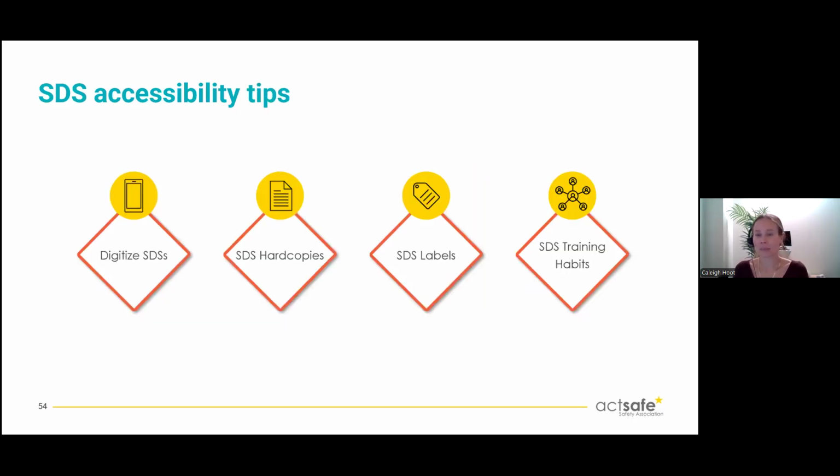And then some accessibility tips. So I love to see SDSs going digital. I think this is a great idea. This can be on shared drives, QR codes, maybe apps. Everyone can have access from their phones if they have phones. That's a part of our industry that can be tough as well. Not everyone has a smartphone that can take QR code photos. So we'll get into the hard copies after.